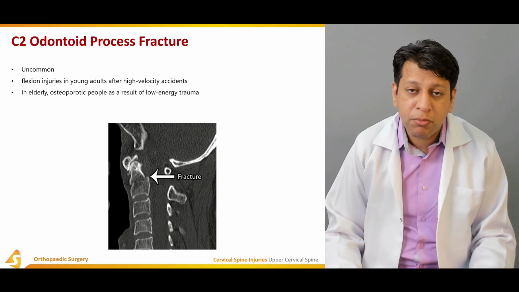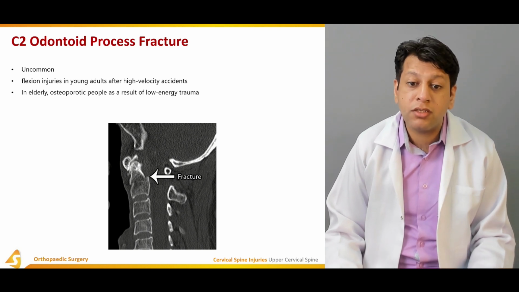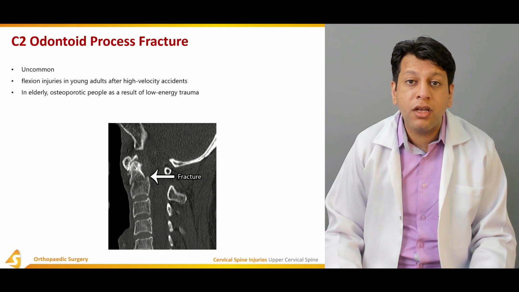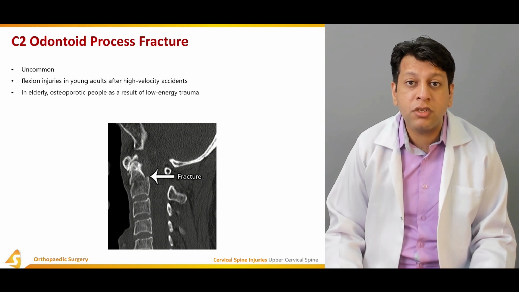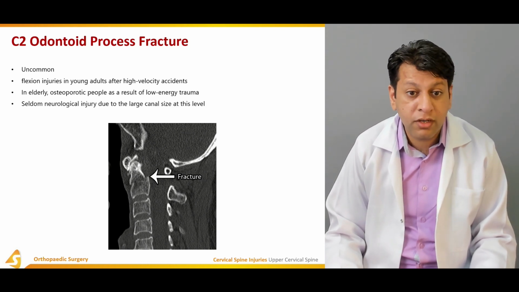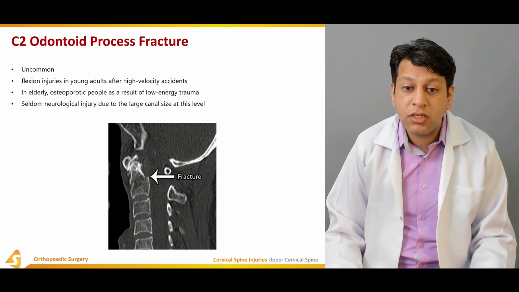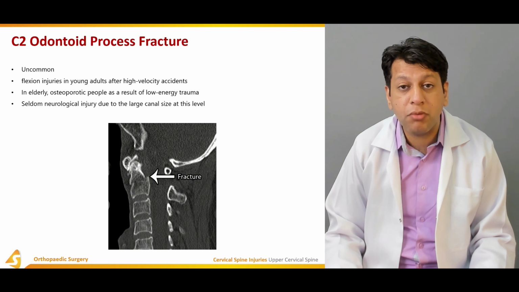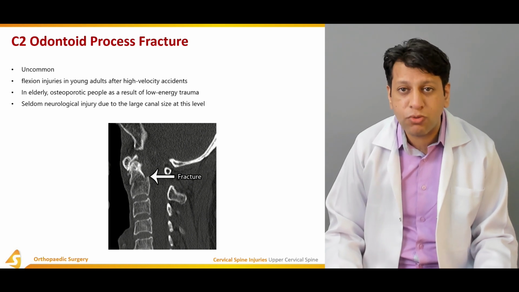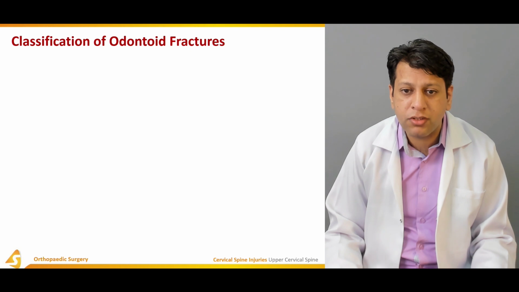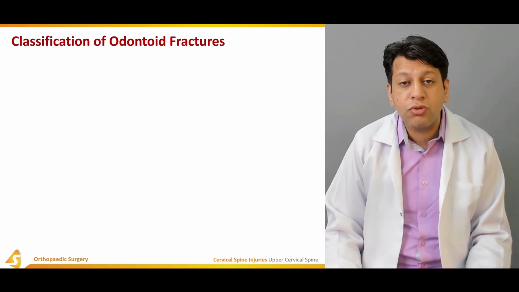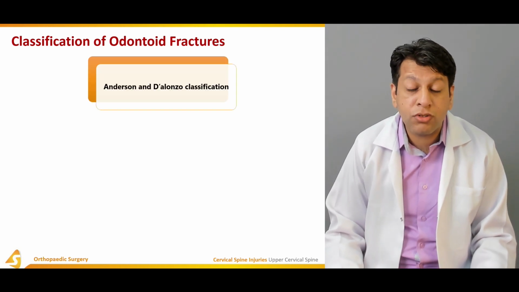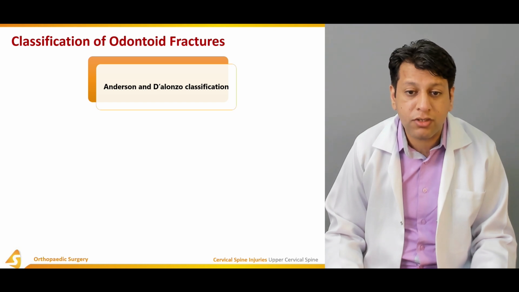It must be remembered that in rheumatoid arthritis, there could be this kind of injury leading to severe cervical spine instability. There is seldom neurologic injury, as at this stage the canal is quite wide, but we have to remember that this could also be associated with some kind of neurological compromise. There is the Anderson and D'Alonzo classification for odontoid fractures.